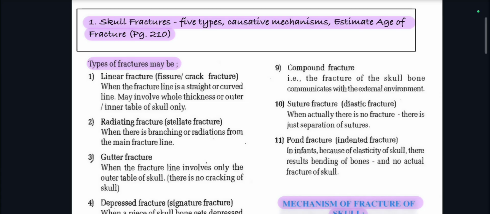The very first question is, what are skull fractures? What are the 5 types? Causative mechanisms, and you have to estimate the age of the fracture. So in total we have got 11 types and we are going to learn them all. So what are the types of fractures?